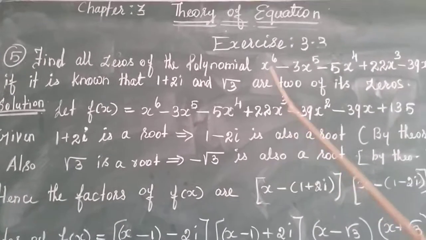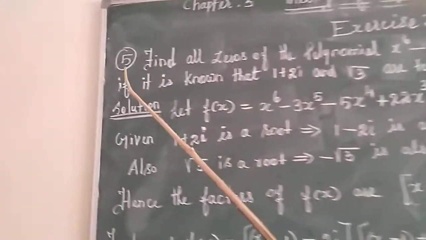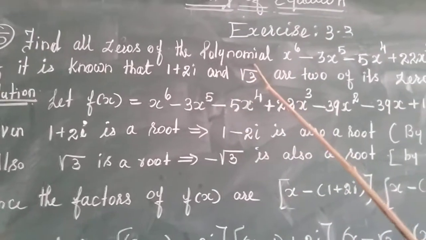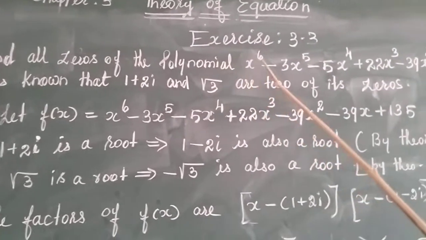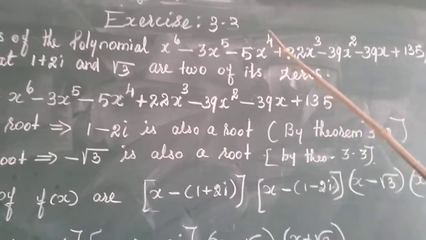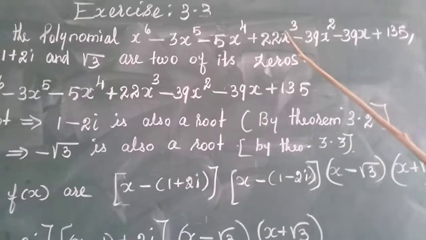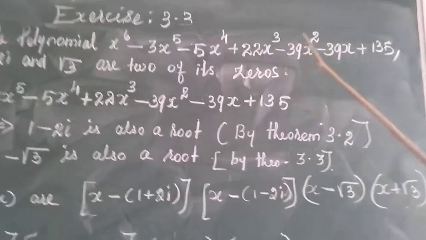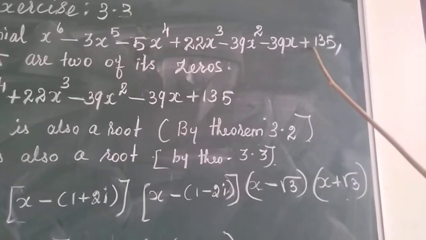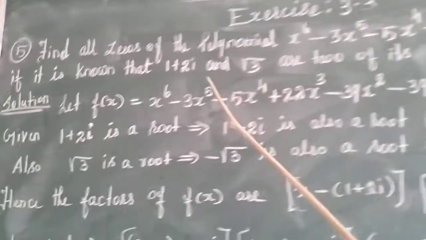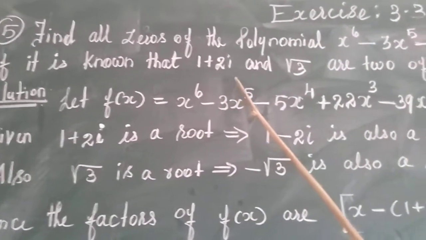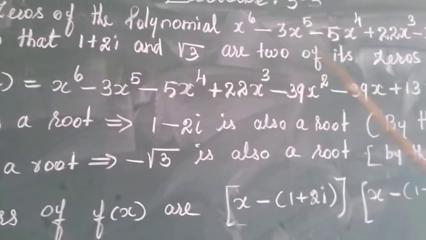Now we are going to learn exercise 3.3, question number 5. Find all zeros of the polynomial x power 6 minus 3x power 5 minus 5x power 4 plus 22x cube minus 39x square minus 39x plus 135, if it is known that 1 plus 2i and root 3 are two of its zeros.